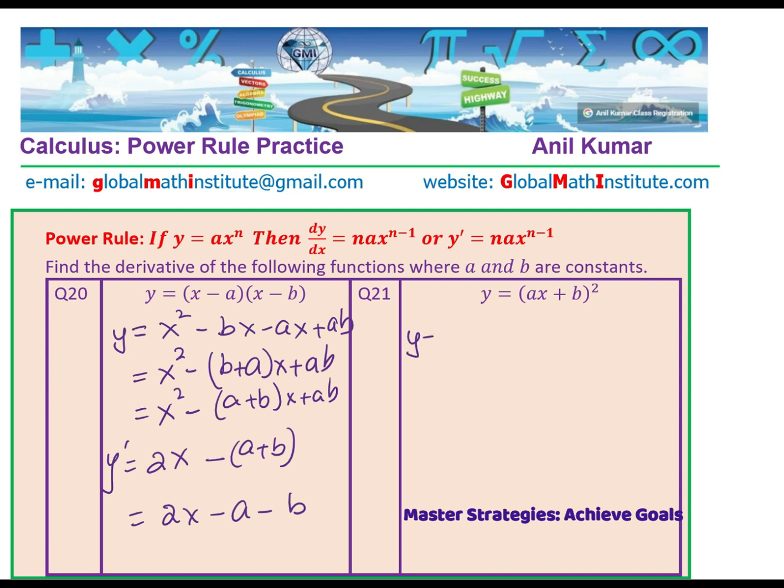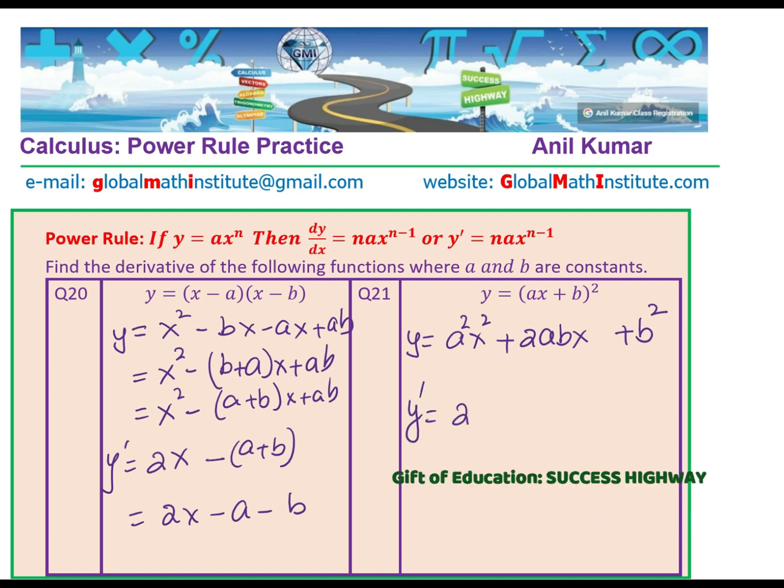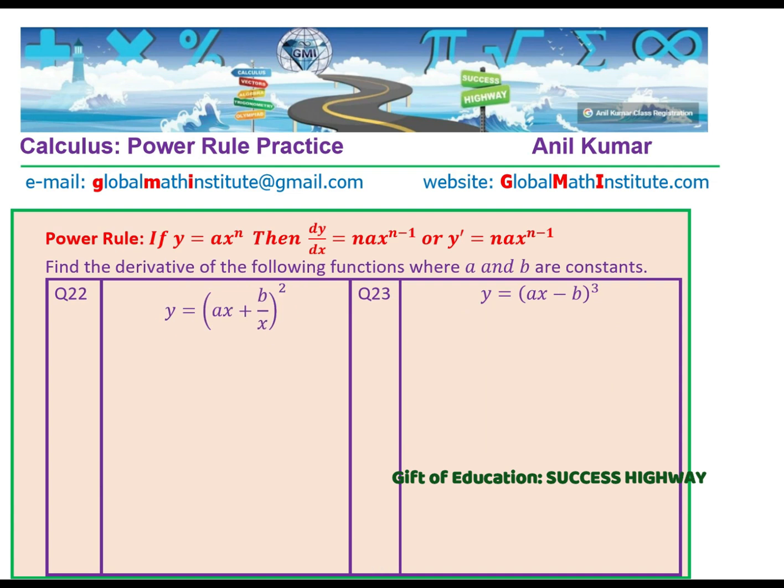When you expand, you get y equals a squared x squared plus 2abx plus b squared. And therefore, the derivative of this will be 2 times a squared x plus 2ab, right? So that becomes the derivative of this term. So similar expressions are here for you. Now this is for you to practice. I hope the steps are absolutely clear.